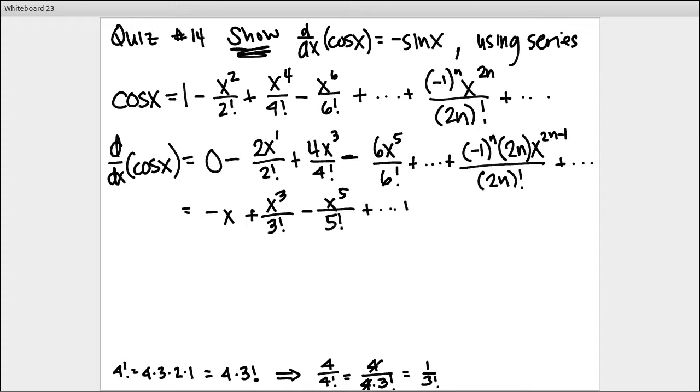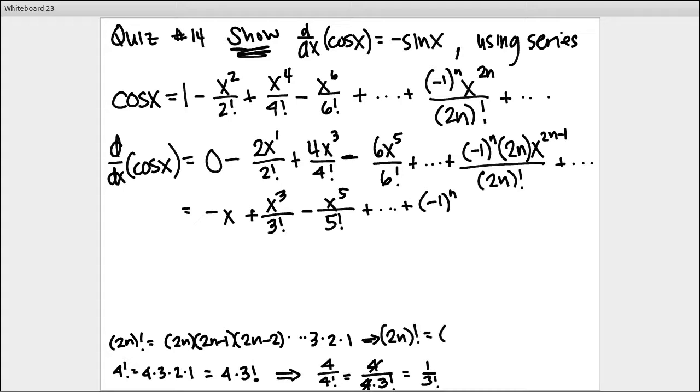And then what to do with this general term? Well, I've got the same thing again; I'll do this down here too. 2n factorial would be 2n times 2n minus 1 times 2n minus 2, all the way down until you get to 3, 2, 1, right? Which also means it's equal to 2n times the very next lower factorial.